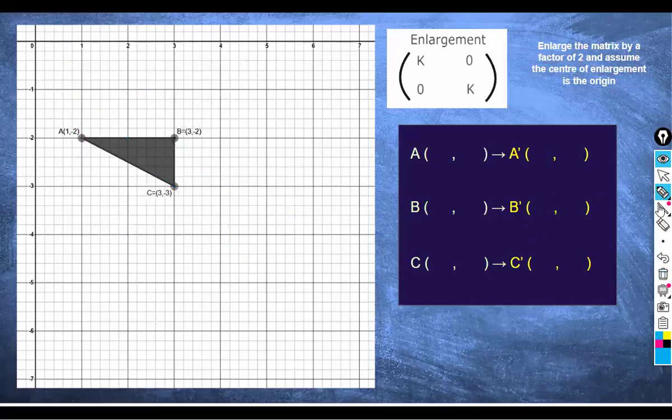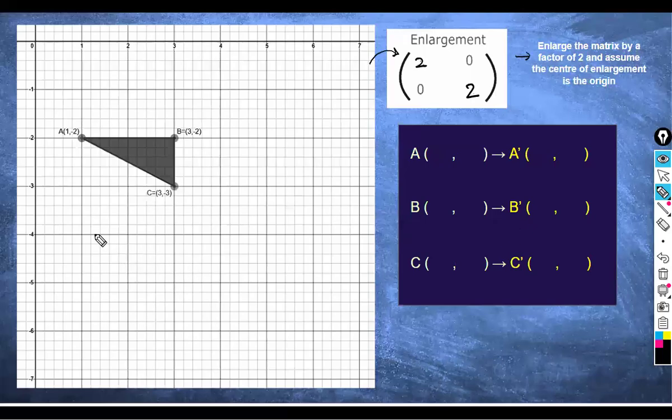Well, there's an enlargement matrix. If you look back in your notes from last week, you can perform an enlargement, and the matrix is K, 0, 0, K, where K is the enlargement factor. So in the last question, if they told you to enlarge it by 3, then you would replace both K's with 3. If they told you to enlarge it by a factor of 2, you simply erase both K's and replace both K's with 2. And then you would just simply take this matrix and multiply by point A, by point B, and point C. And you will get the answers for A prime, B prime, and C prime.